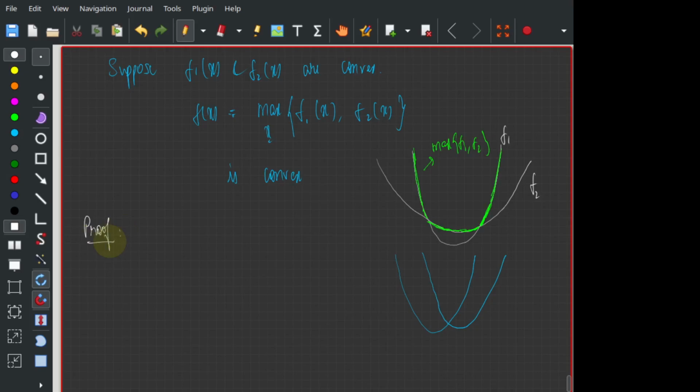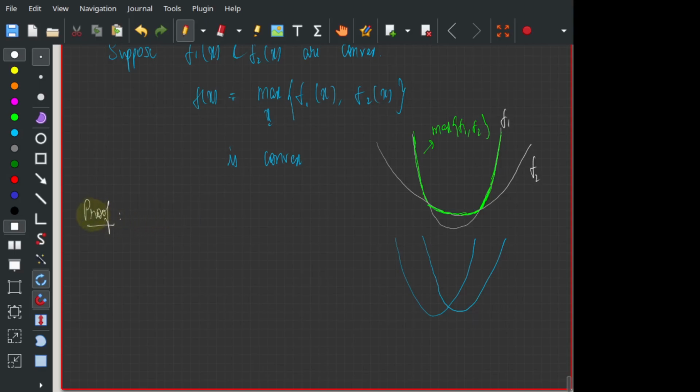And this is sometimes useful in solving convex optimization problems. Suppose you have two utility functions and you want the maximum of those two functions. You want to maximize the maximum of those two functions. Then the resulting optimization problem is also a convex optimization problem. So a double maximum is also a convex optimization problem. Okay, so now let's see why this is true.